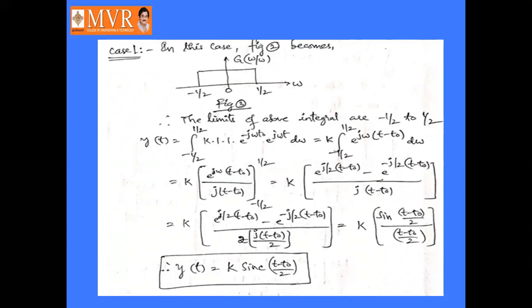By simply substituting this, it becomes k into sin of t minus t naught by 2 divided by t minus t naught by 2. Therefore, y of t is equal to k into sinc of t minus t naught by 2. So y of t becomes k into sinc of t minus t naught by 2.